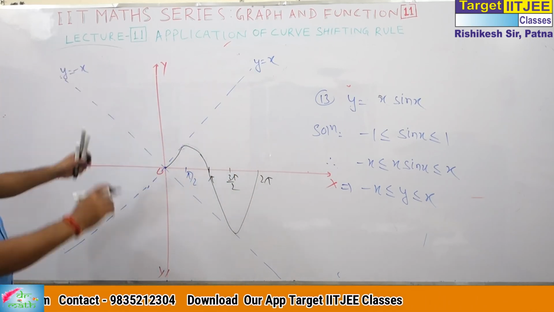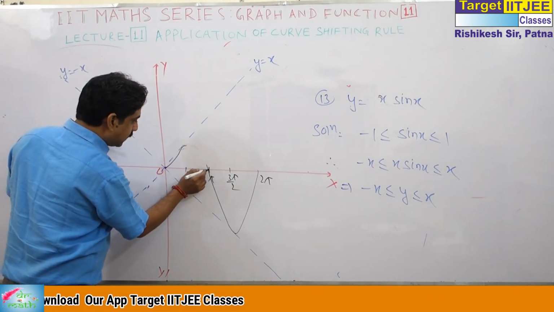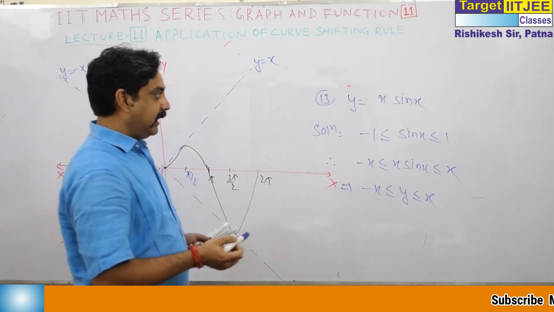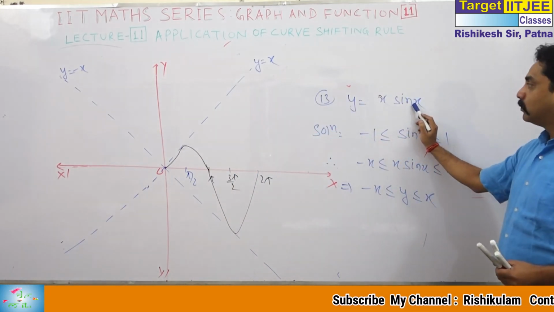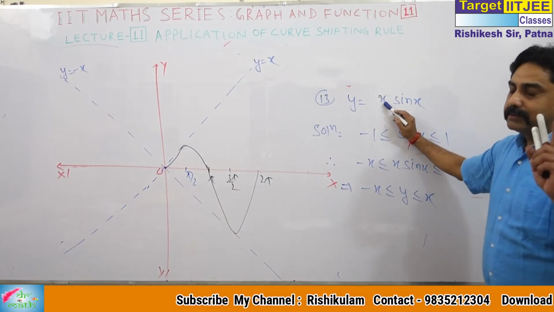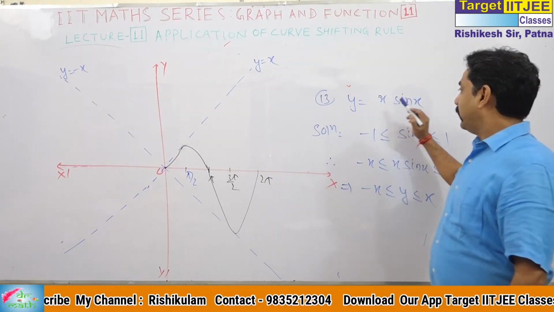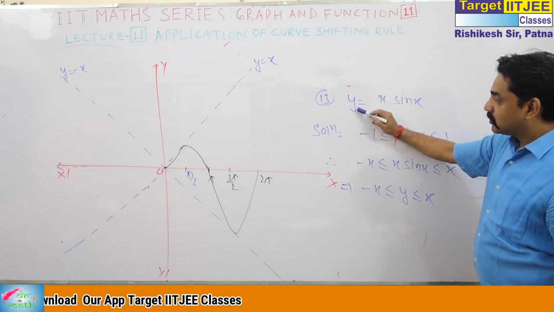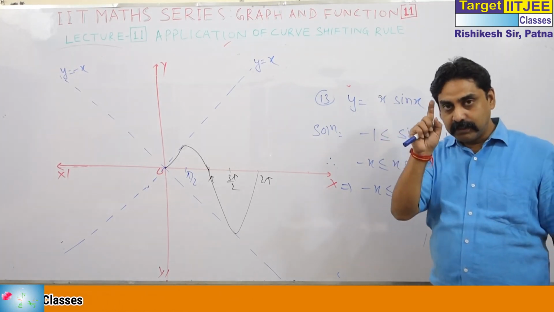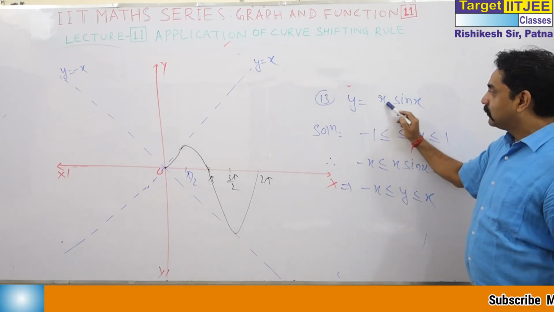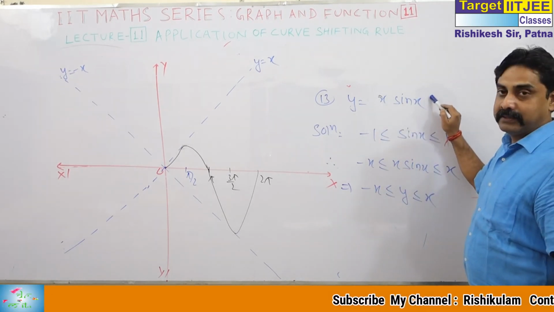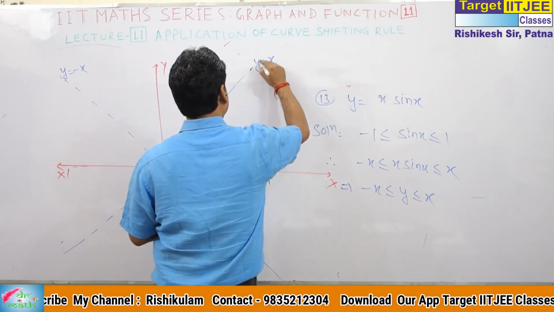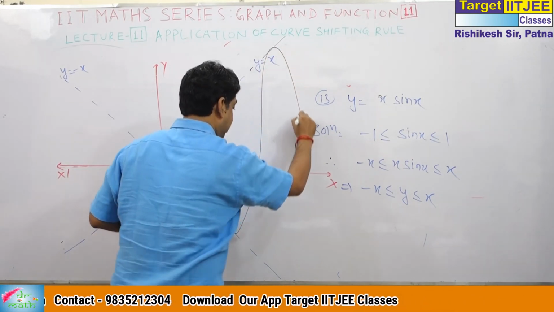Now, if we increase the graph, what do we get? Actually, when sin x becomes 1, this will touch y is equal to x. I want to explain to you. When sin x is 1, this will touch y is equal to x, and when sin x is minus 1, this will touch y is equal to minus x. So if we go through the graph further, this will be like this.